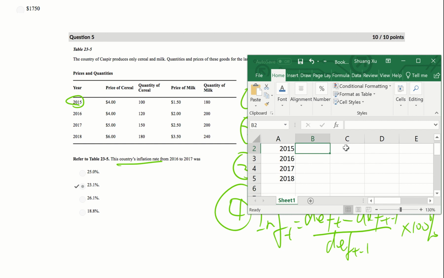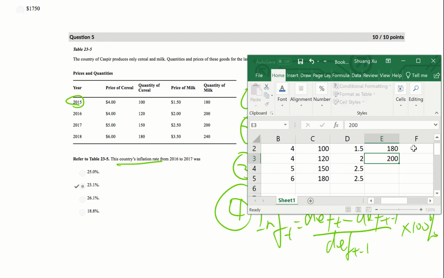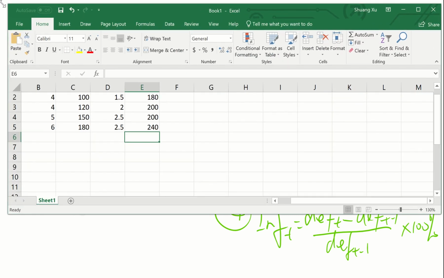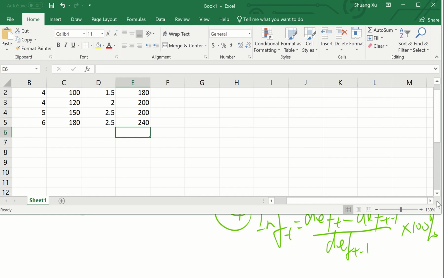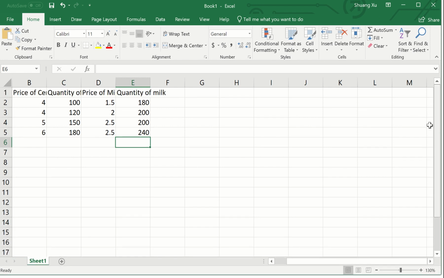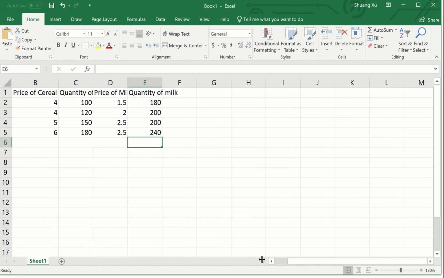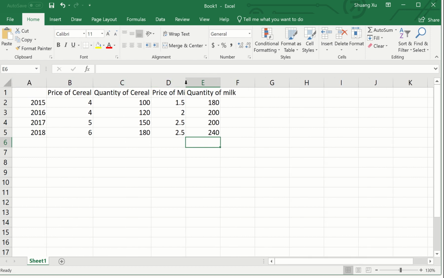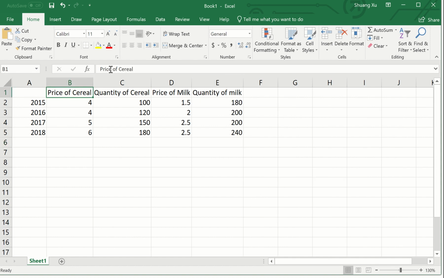And then for the prices, we have 4, 4, 5, and 6. Quantity 100, 120, 150, and 180. All right, and then price for milk is $1.05, $2, $2.50, and $3.50. And then quantity will be 180, 200, 200, and 240. All right, so let me blow this up. It's taking too much space. I can fix it later.